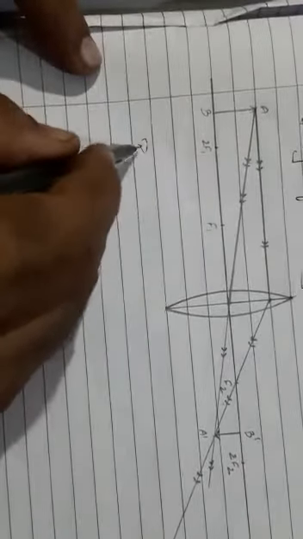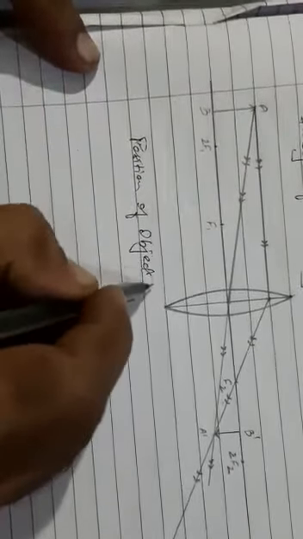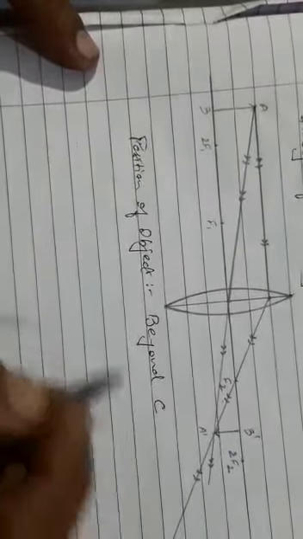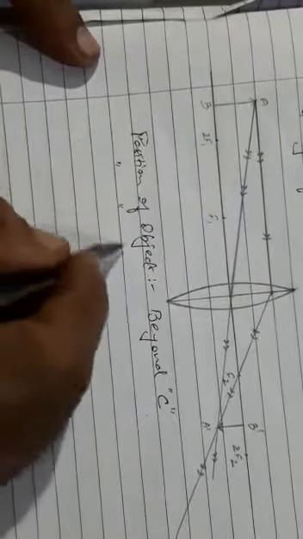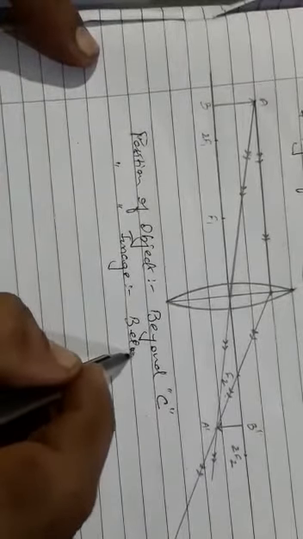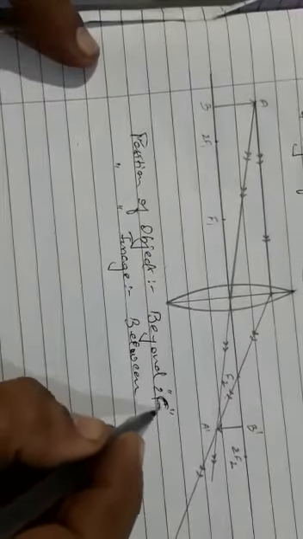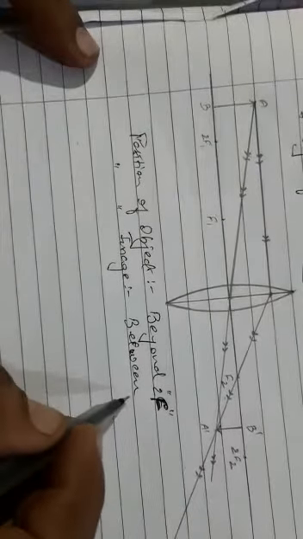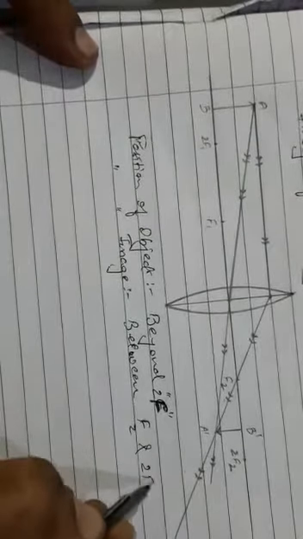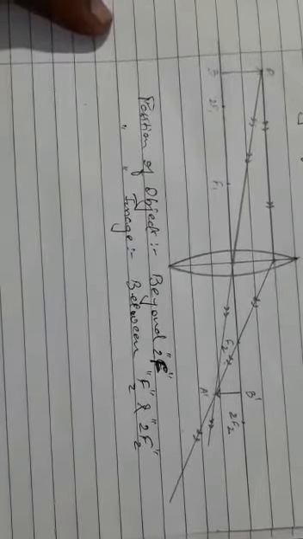Position of object is beyond C, position of image is between, that is you are going to write it here as 2f, beyond 2f, and this is between f2 and 2f2, right? You are getting between f2 and 2f2.